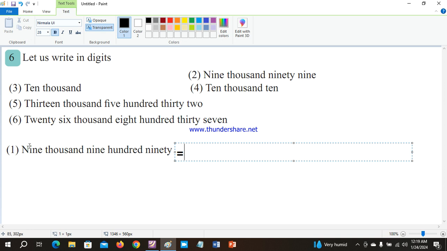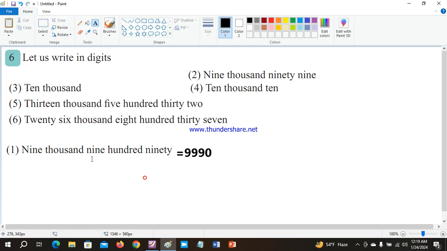9,990. 9,000. In thousands place we have to write 9, and then 900, in hundreds place we have to write 9, and then 90, we have to write 9 and 0 in tens and ones place. So 9,990 is equal to 9990.